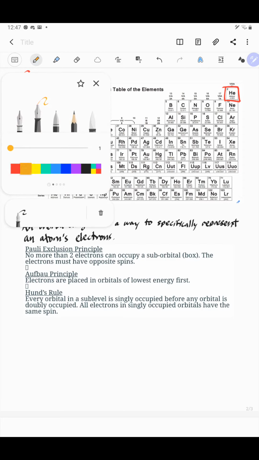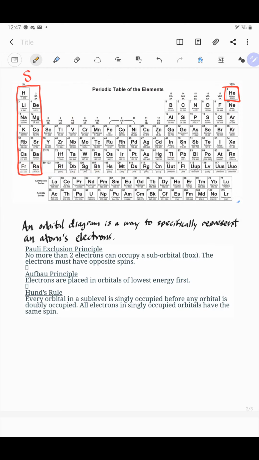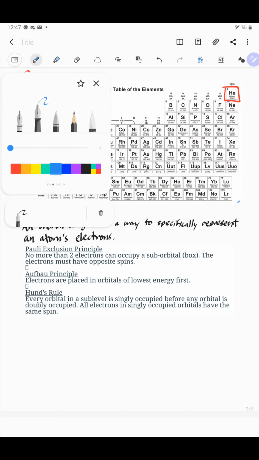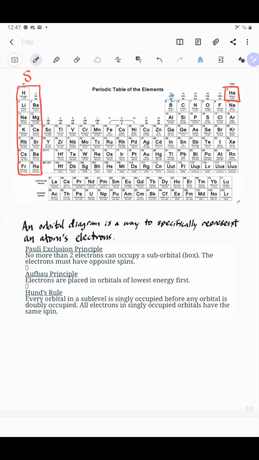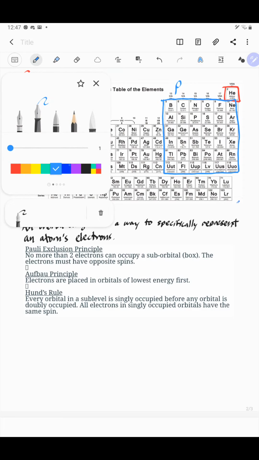Next, we have the P block. I'm going to do it in a different color so you don't get it mixed up with red. This P block over here, it's going to be the ones over here. I'll explain the numbers associated with each one in a minute.